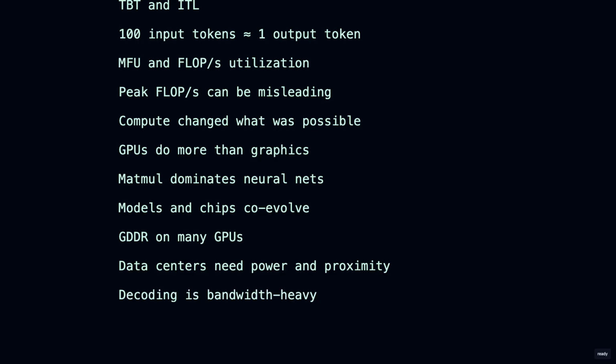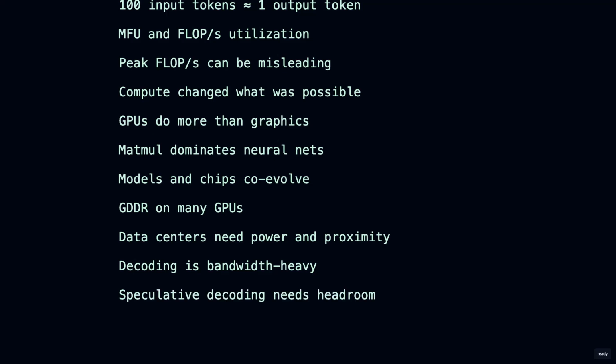During token generation, the model has to keep moving parameters from memory to compute units, so the process is often limited by bandwidth. Since only one token is produced at a time, compute utilization can stay low. That is why speculative decoding is less attractive when MFU is already maxed out. If compute is the bottleneck, you need a different kind of improvement.